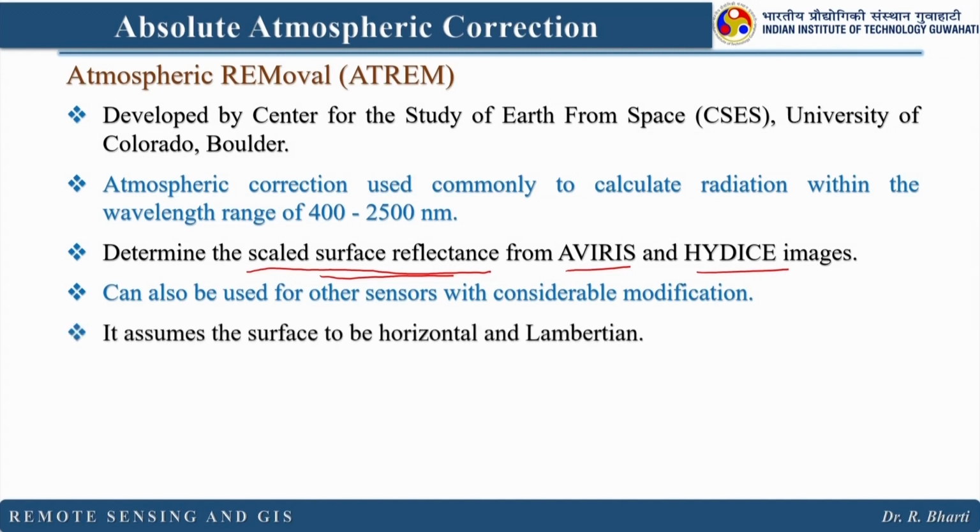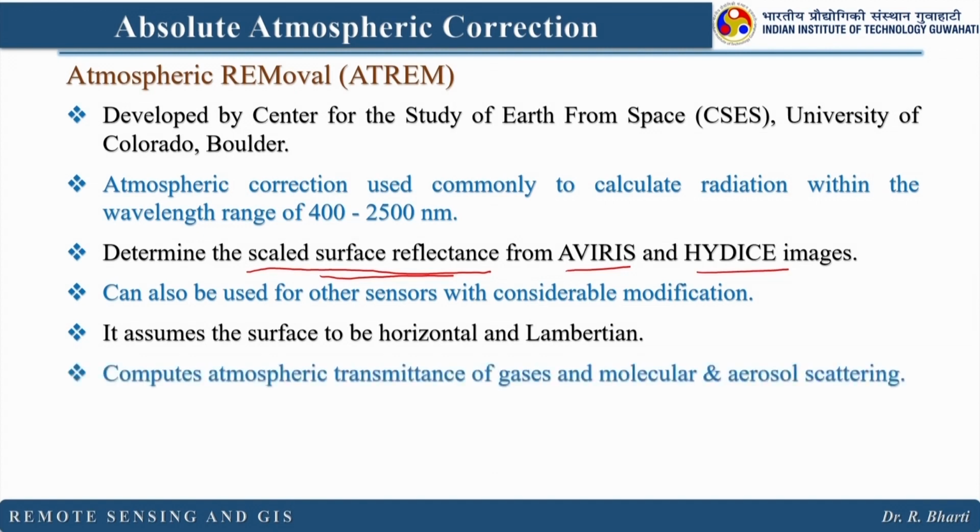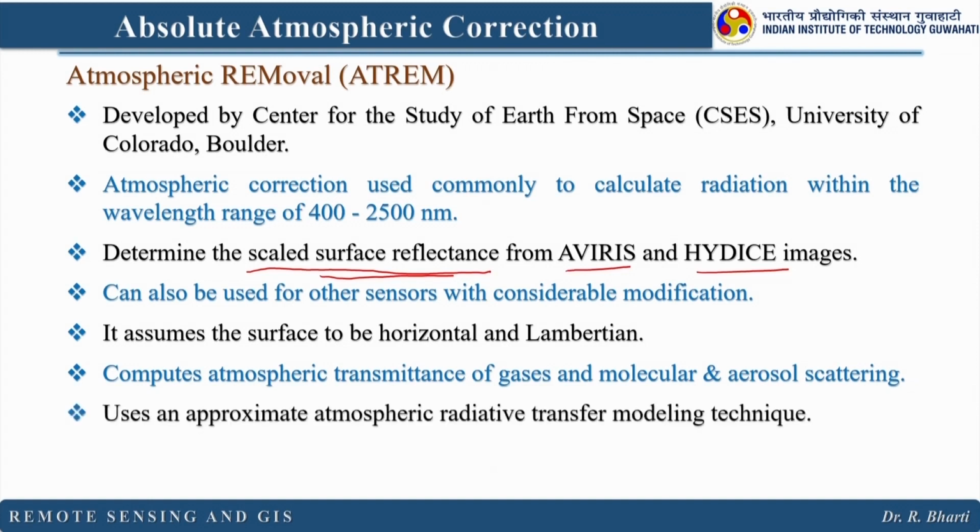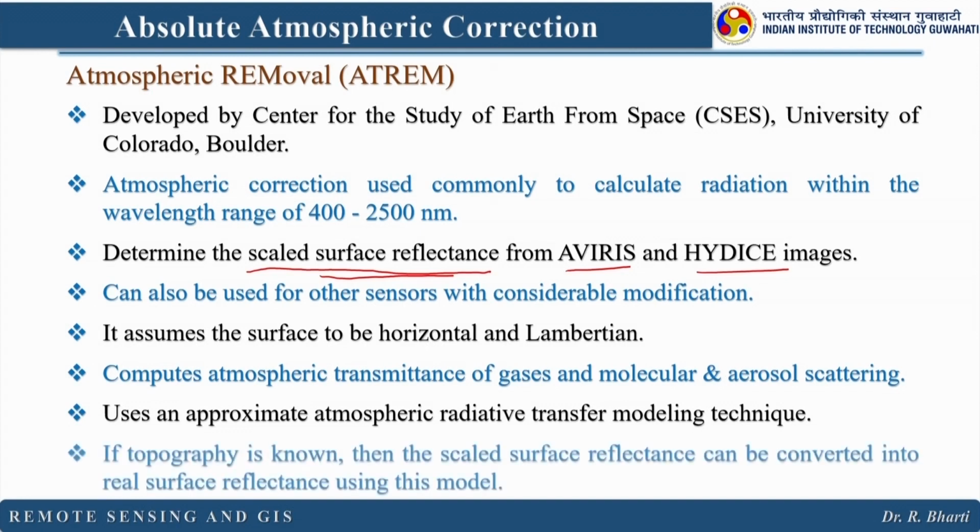It assumes the surface to be horizontal and Lambertian. So, these are the assumptions, and it computes atmospheric transmittance of gases and molecular and aerosol scattering, using an approximate atmospheric radiative transfer modeling technique, and if topography is known, then the scaled surface reflectance can be converted into real surface reflectance using this model.